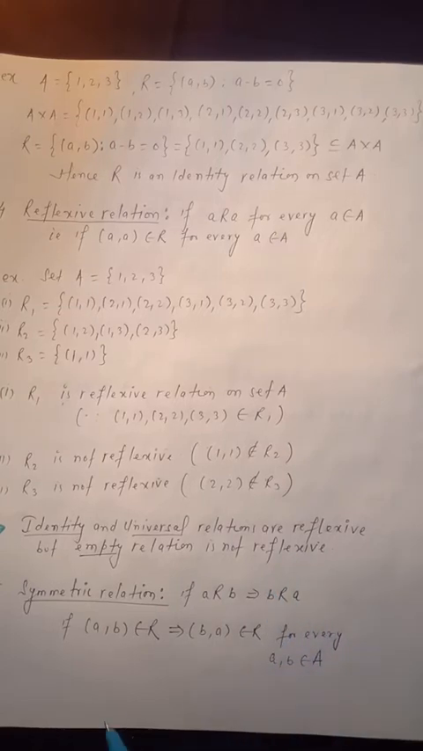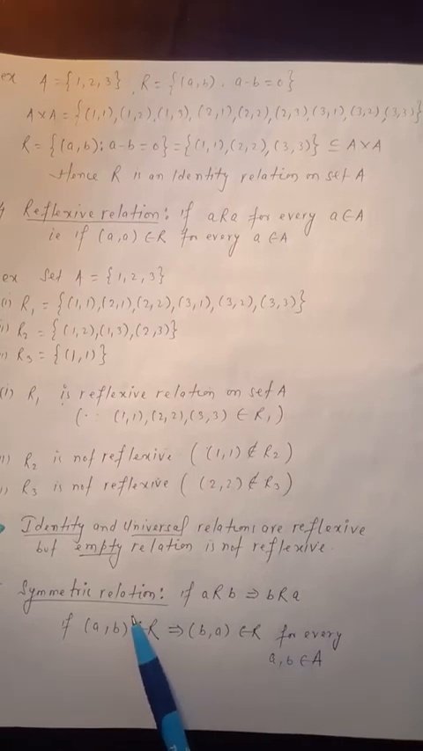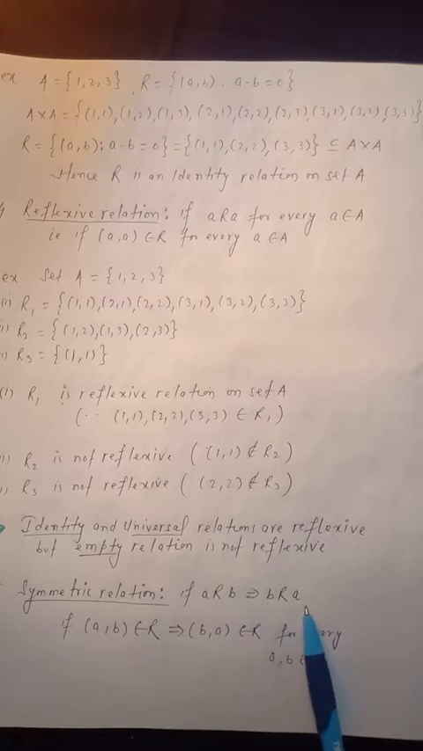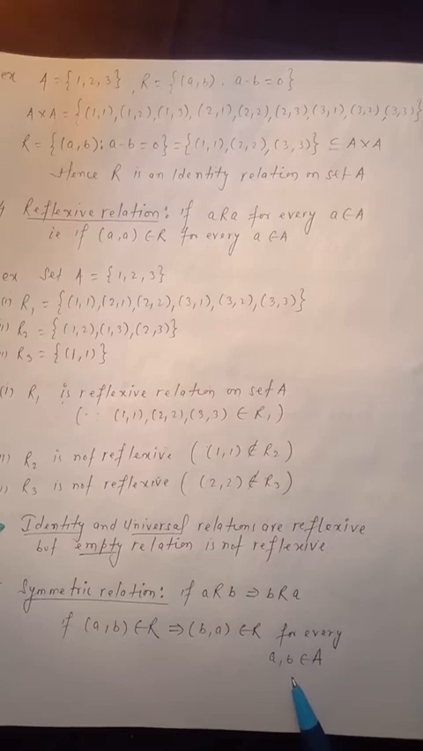Now come to the fifth important point, which is symmetric relation. So a relation is symmetric when this condition is true: a is related to b implies b is related to a. Just reverse the order. If a is related to b implies b related to a, then we can also say that if an ordered pair (a, b) belongs to R and it implies that (b, a) also belongs to R, then the relation will be a symmetric relation on set A.